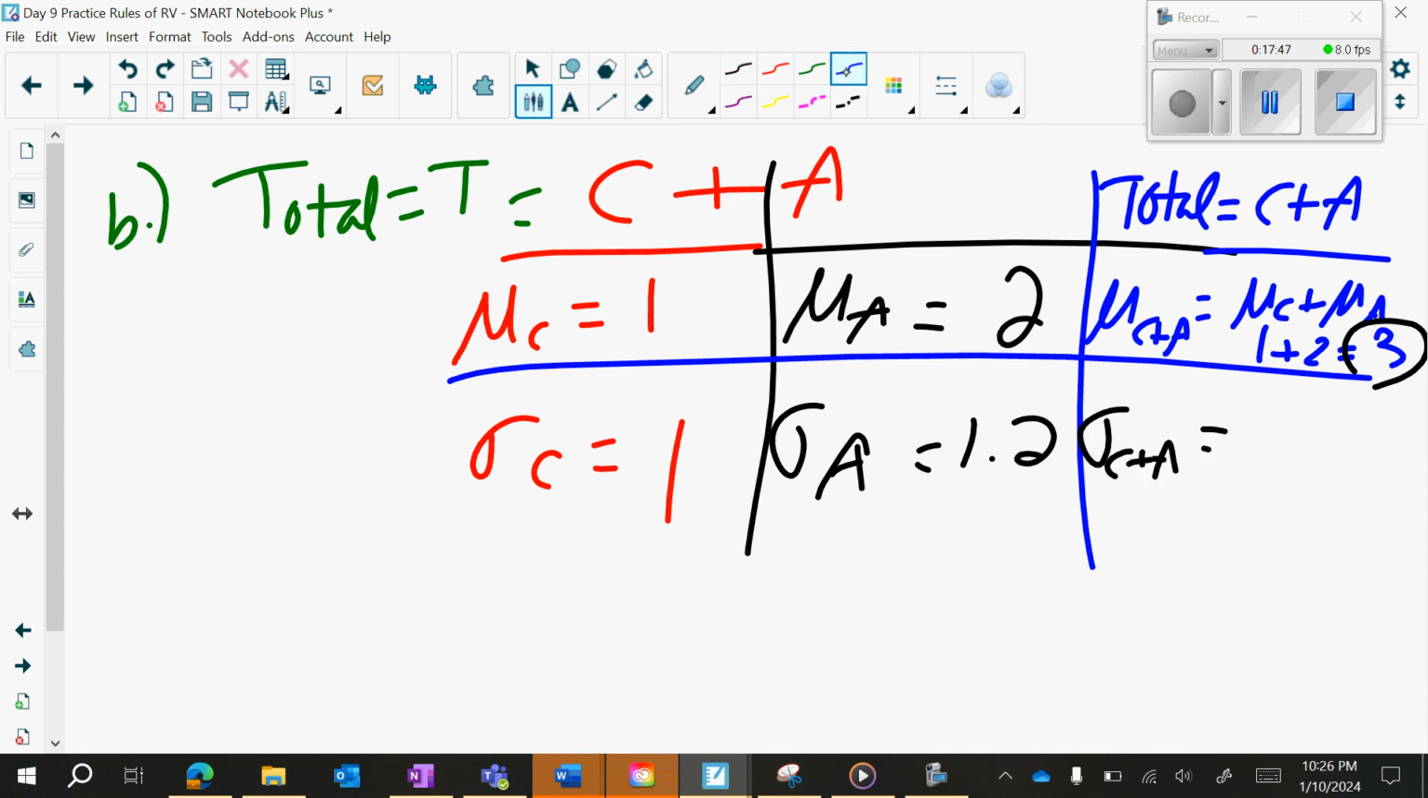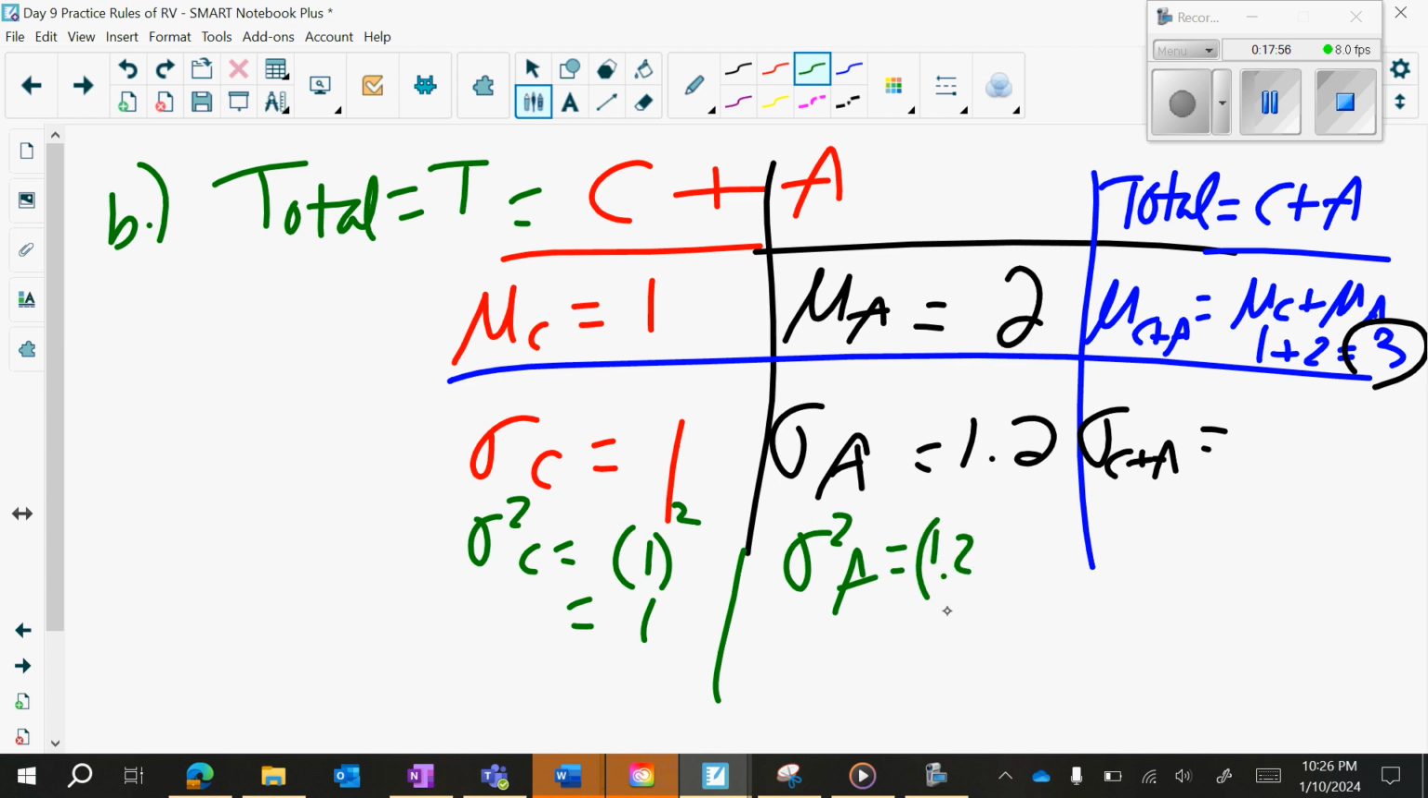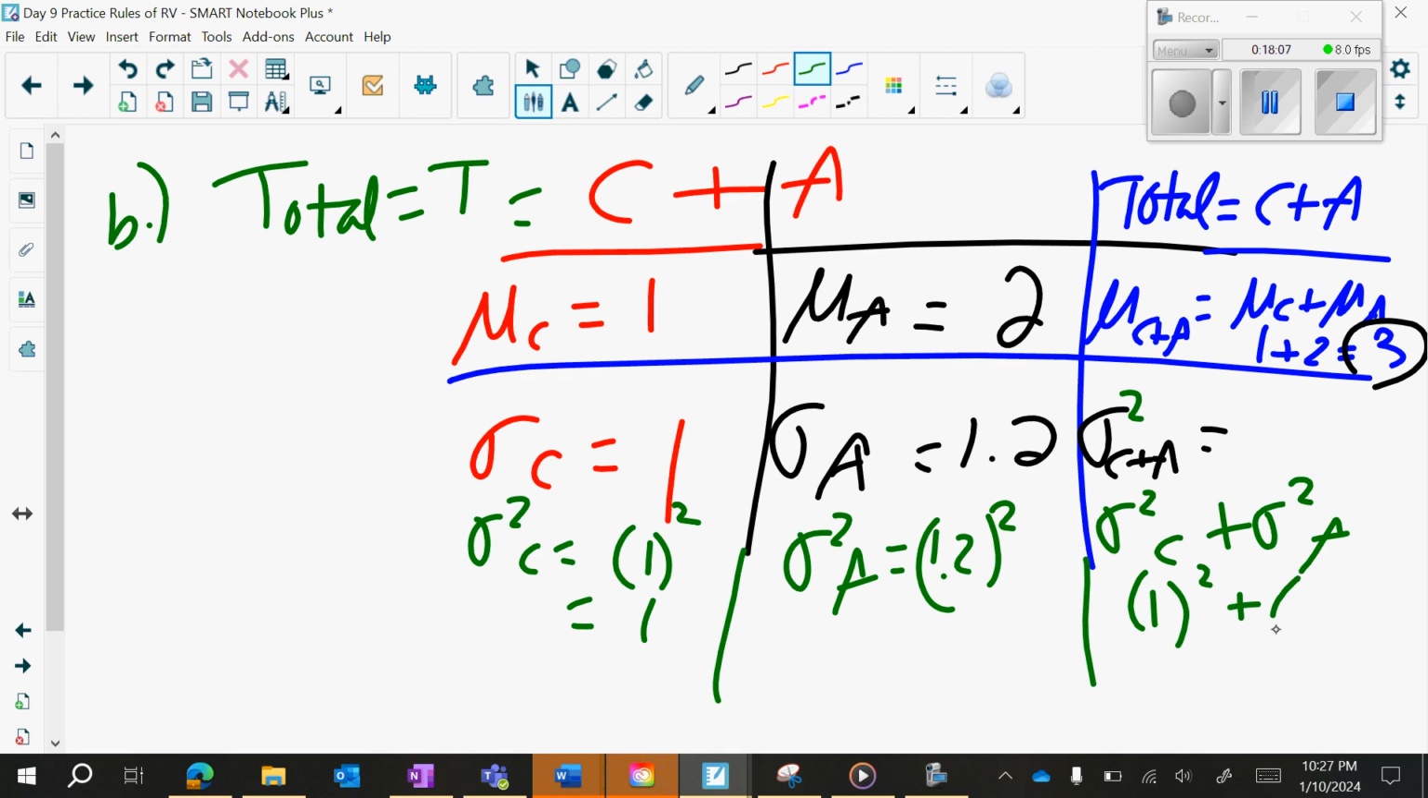So the next thing you have to do is find the variance of C, which is 1 squared, which is 1. Find the variance of A, which is 1.2 squared, whatever that is. And then you're going to find the variance of the combination, okay? So you're going to do the variance of C plus the variance of A. So it's going to be 1 squared plus 1.2 squared.